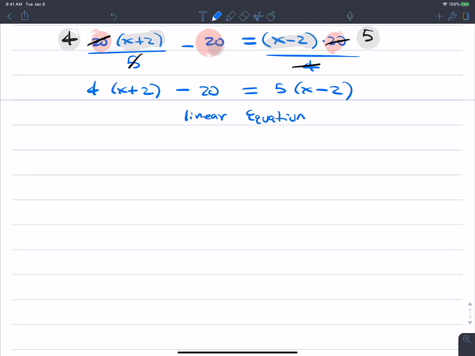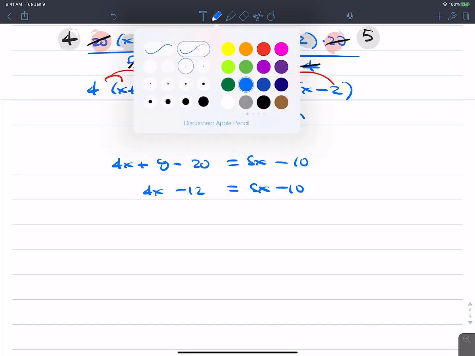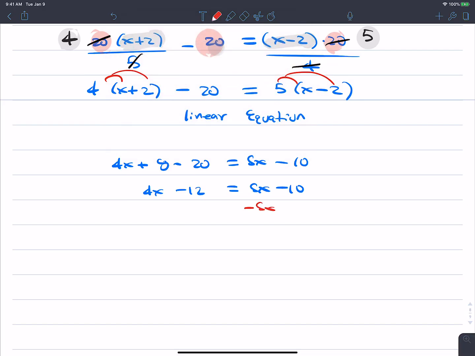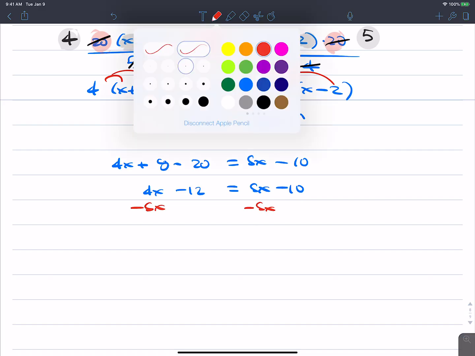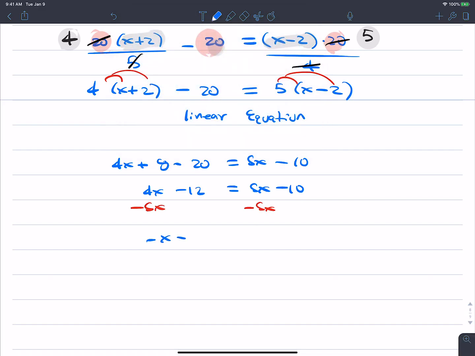So how you solve these again is by using your distributive property. So you end up with the following. 4x plus 8 minus 20 becomes 5x minus 10. 4x minus 12 becomes 5x minus 10. What do you guys do with this now? Subtract 5x. Negative x minus 12 is that negative 10?